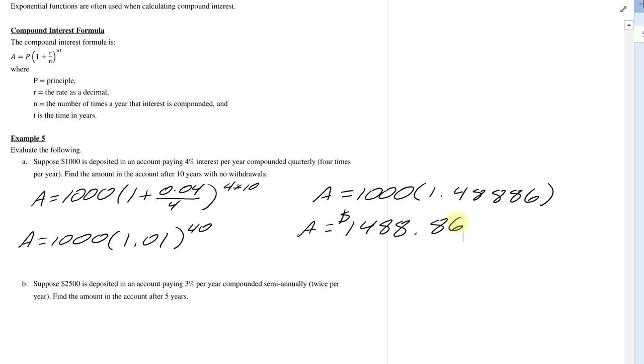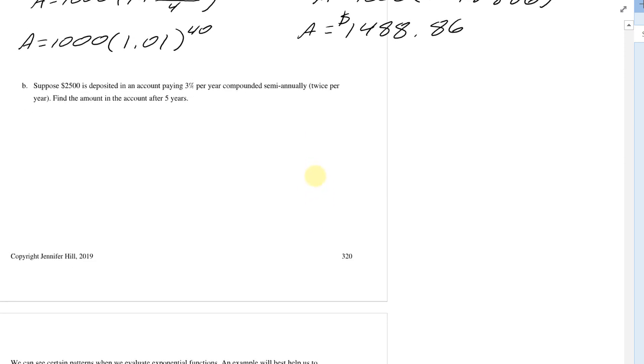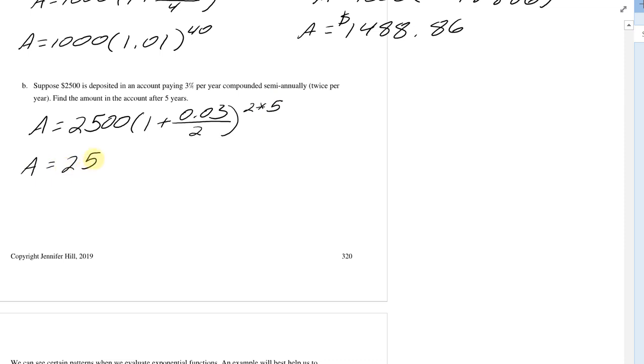So now what I want you to do is do B, read it over, set the whole thing up, solve it, hit play when you're ready. Okay, so now let me go ahead and plug everything in. So this is 2,500, and this is going to be as a decimal 0.03, and it's compounded semi-annually, so it's twice a year, and then this will be 2 times 5. So there's everything that goes into this. So now I'll start working this out.